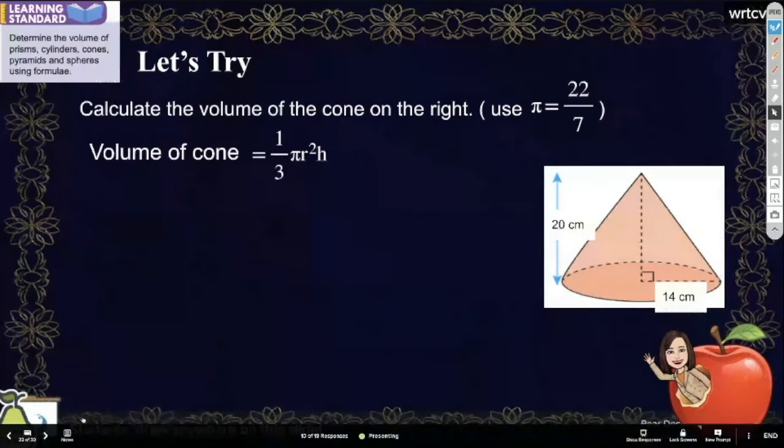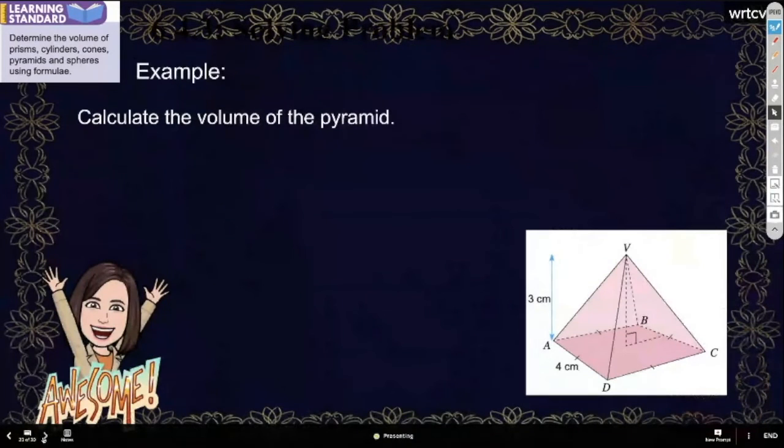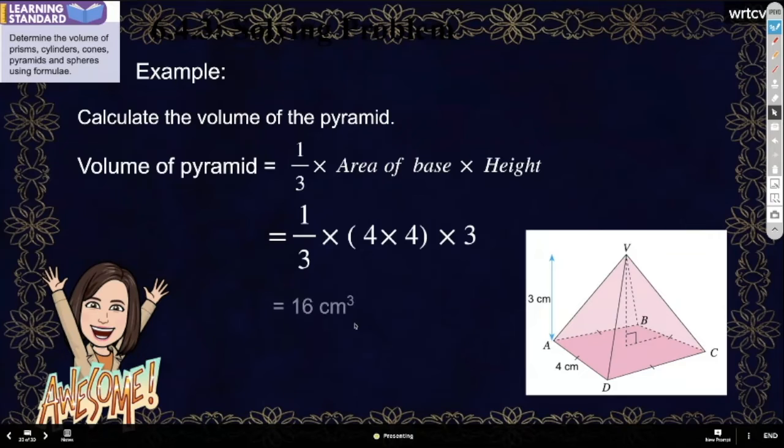Okay, we go to the next one. Now, cone right. The next one is pyramid. Okay, we calculate the volume of pyramid. Pyramid just now is 1 over 3 also, base and the height. Okay, so base, the base is the square. Okay, so it's 4 here and 4 here. 4, 4. So 4 kali 4. The height is 3. Tinggi adalah 3. Okay, so 1/3 kali 4 kali 4 kali 3.